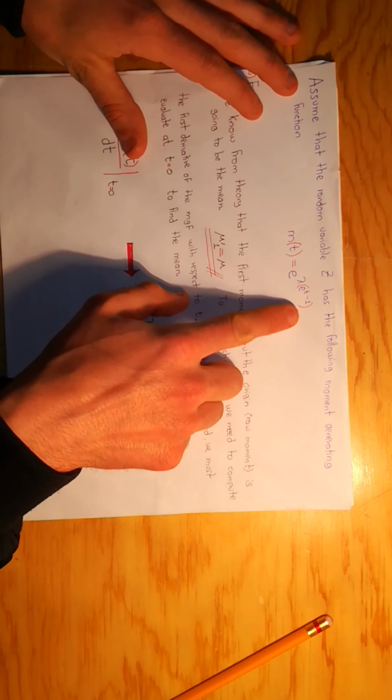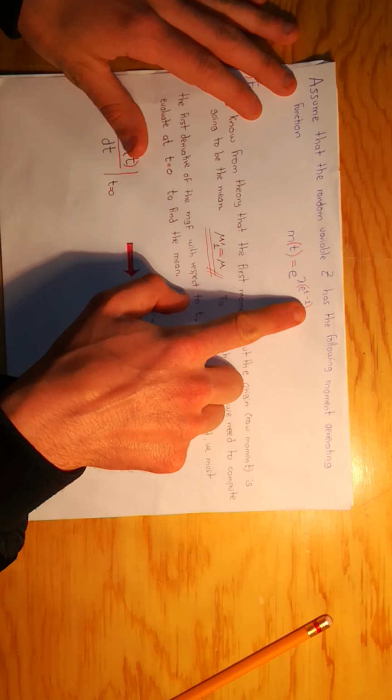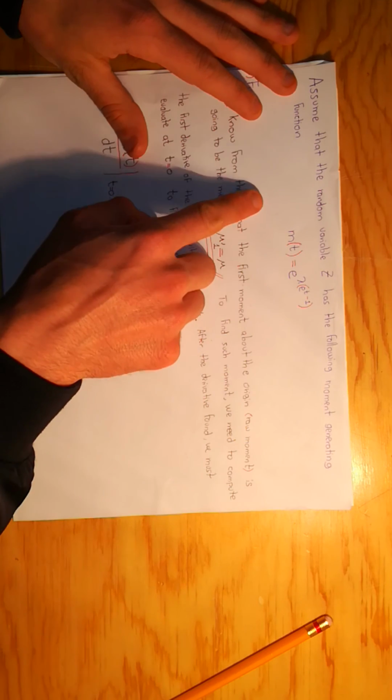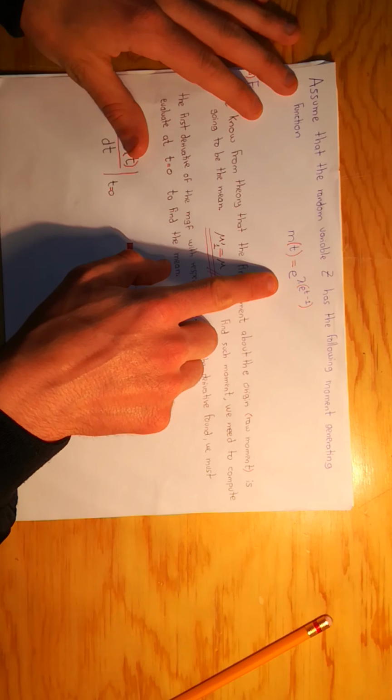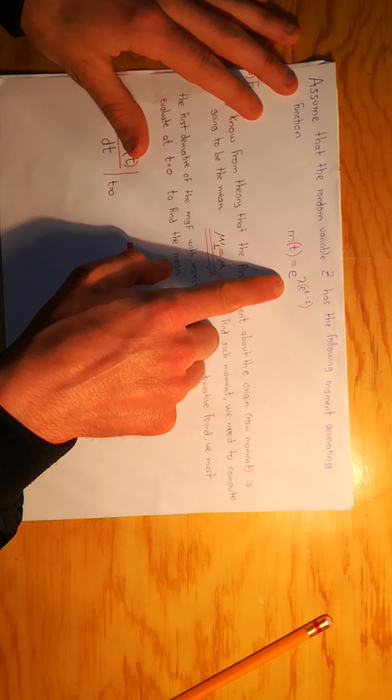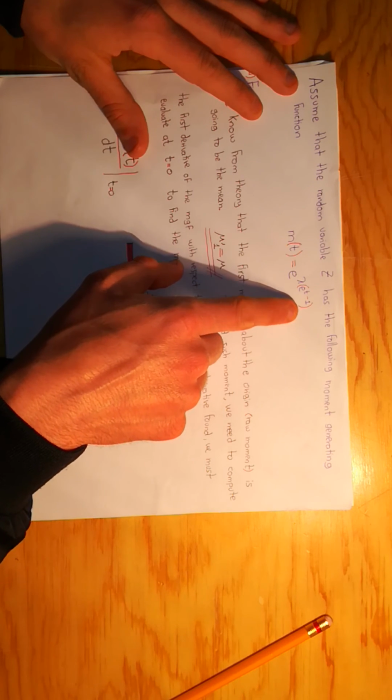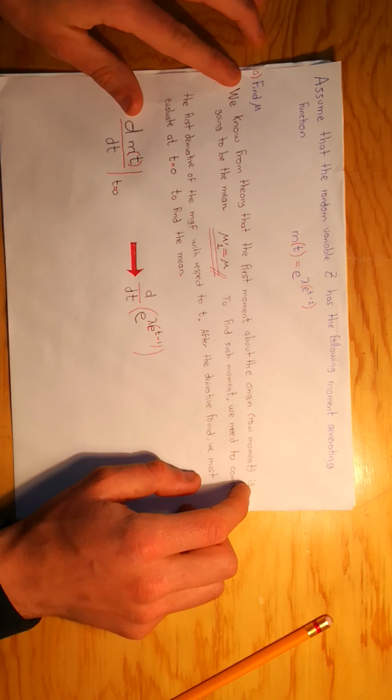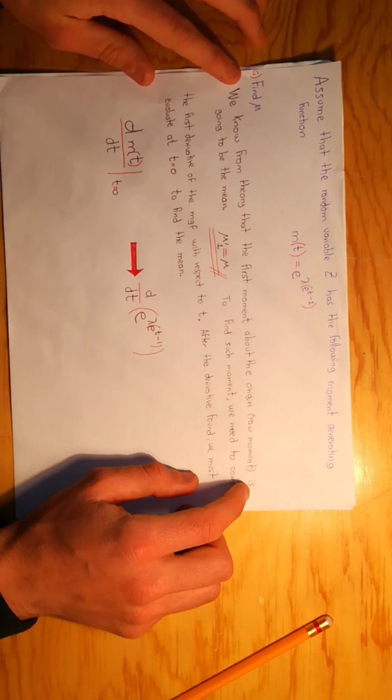So we are given the random variable Z that has the following moment generating function: e to the lambda times (e^t minus 1). We are asked to find the mean.